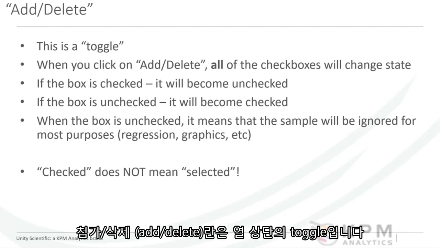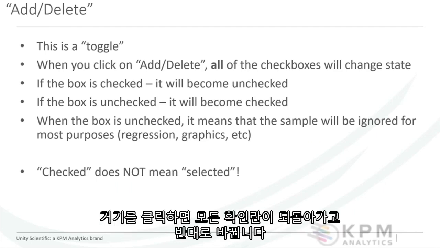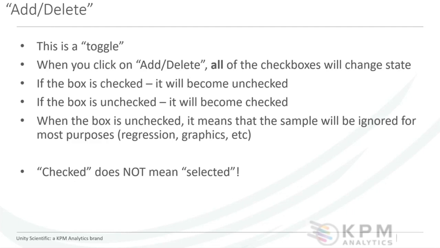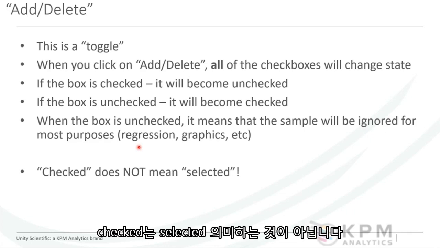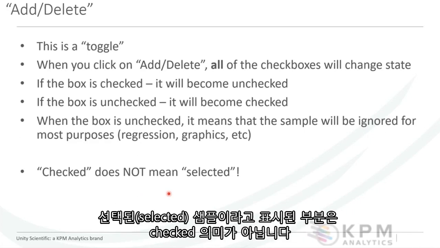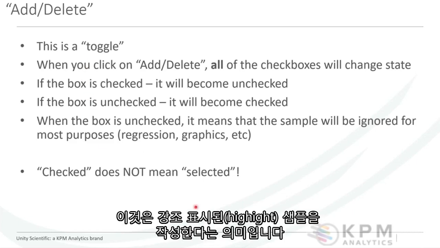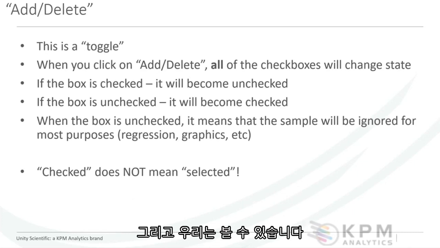The add delete column is the toggle. At the top of the column, when you click on there, all of the checkboxes will reverse their state. So if they're checked, they become unchecked and vice versa. Please note that when they're unchecked, it means that the sample will be ignored. Okay? It does not mean that they're selected. So in the software, it says write selected samples. That does not mean write checked. It means write the highlighted samples in the samples area. And we'll see that in just a second.